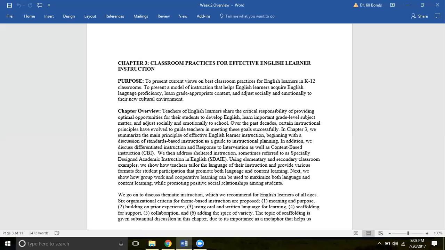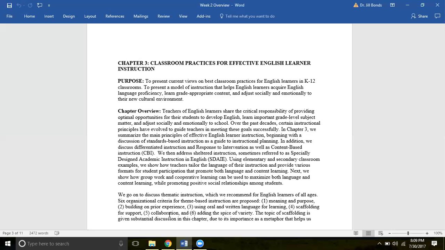It begins with a discussion of standards-based instruction as a guide to instructional planning. In addition, we discuss differentiated instruction and response to intervention, as well as content-based instruction, CBI. We then address sheltered instruction, sometimes referred to as specially designed academic instruction in English, the SDAIE lesson, using elementary and secondary classroom examples. We show how teachers tailor the language of their instruction and provide various formats for student participation that promote both language and content learning. Once again, SDAIE lesson plans.